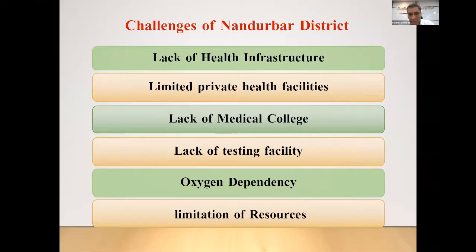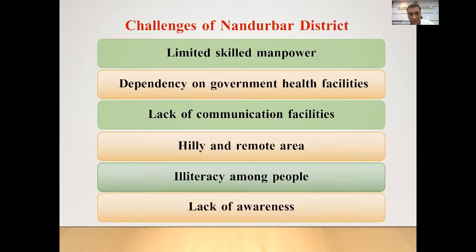We were not having proper health infrastructure: no medical college, no RT-PCR testing lab, no oxygen plant. Around 35% government vacancy was there in the rural health setup. Hilly terrain, people were illiterate, the most illiterate district in the entire Maharashtra.